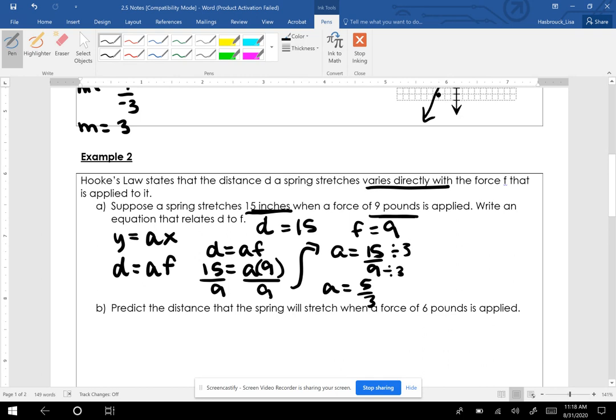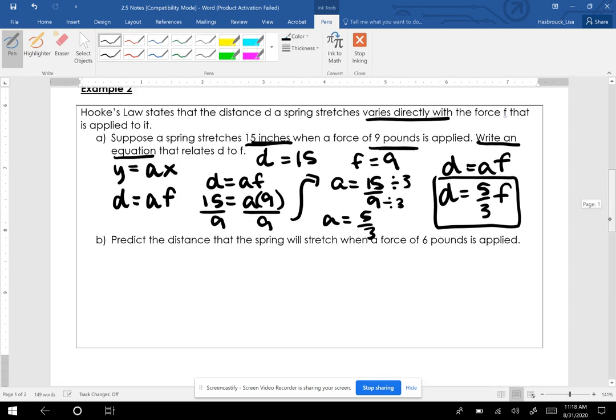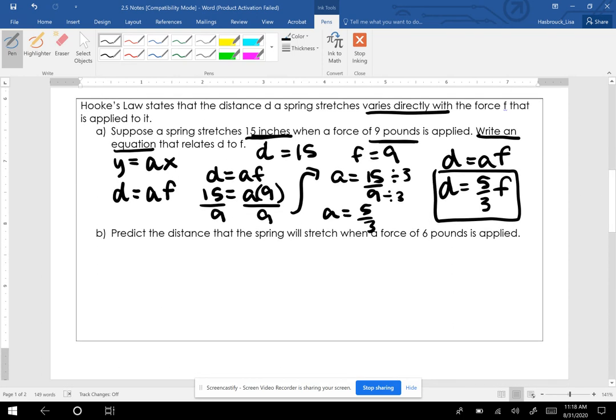However, we are not done because it says to write an equation. So that equation is the d equals af, except for a, we're going to write 5/3. So d equals 5/3 f is our equation. It's really important that you remember to write that equation after you find a. Now, part B says predict the distance that the spring will stretch when a force of 6 pounds is applied.